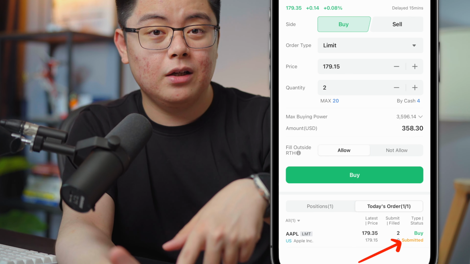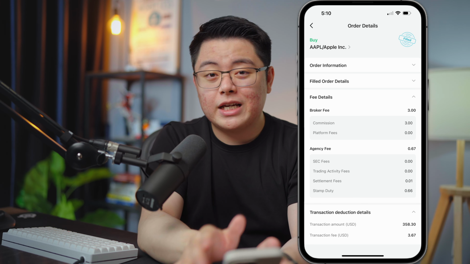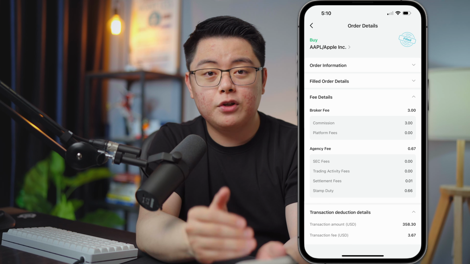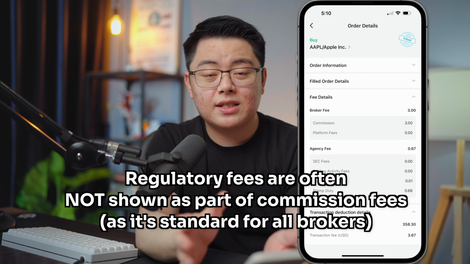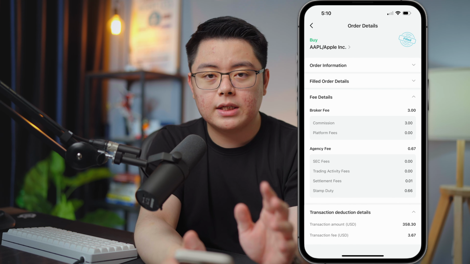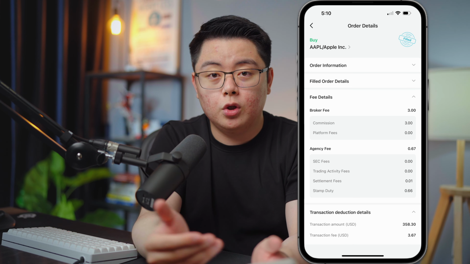And in this case, I think it only took a few minutes before I got the 2 Apple shares in my account. And just in case you ask, I actually paid $3 of brokerage fees for this trade, plus 67 US cents for the regulatory fee, which is standard across all other stockbrokers. So the total fee for this trade is $3.67, and I really like that M+Global lays this out so transparently so that we know what we are paying for.